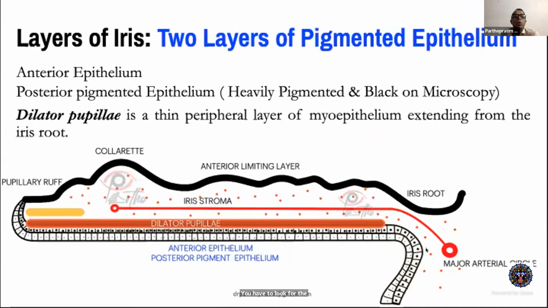Now, coming to the two pigmented epithelium, the posterior most two epitheliums are pigmented epitheliums. The first epithelium on the posterior side is the anterior epithelium, and the second one we call posterior pigmented epithelium. You have to remember, though we don't use the term pigment in anterior epithelium, both these epitheliums are pigmented. Posterior epithelium is heavily pigmented and appears black in microscopy. Sometimes during cataract surgery, if the iris is everted, you can see the jet black color of the posterior surface of the iris. So dilator pupillae is a muscle which arises from the myoepithelium and extends from the iris root.